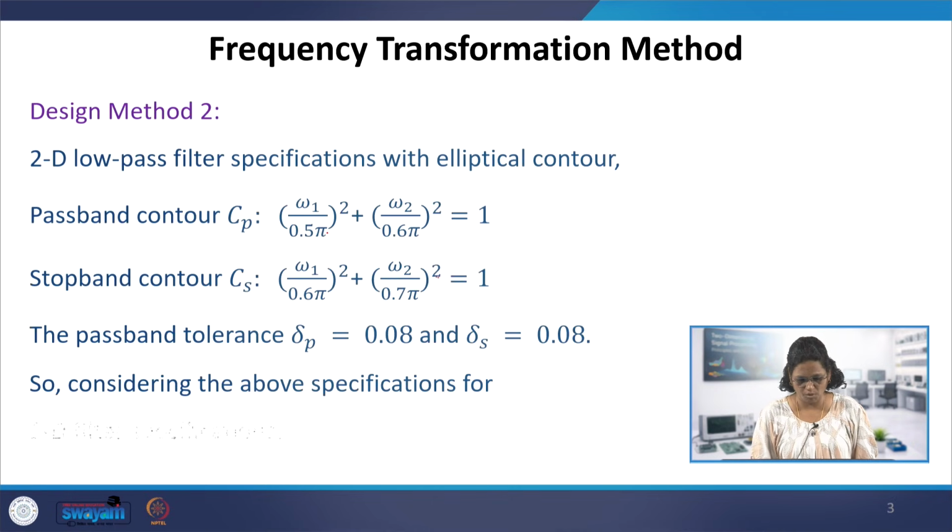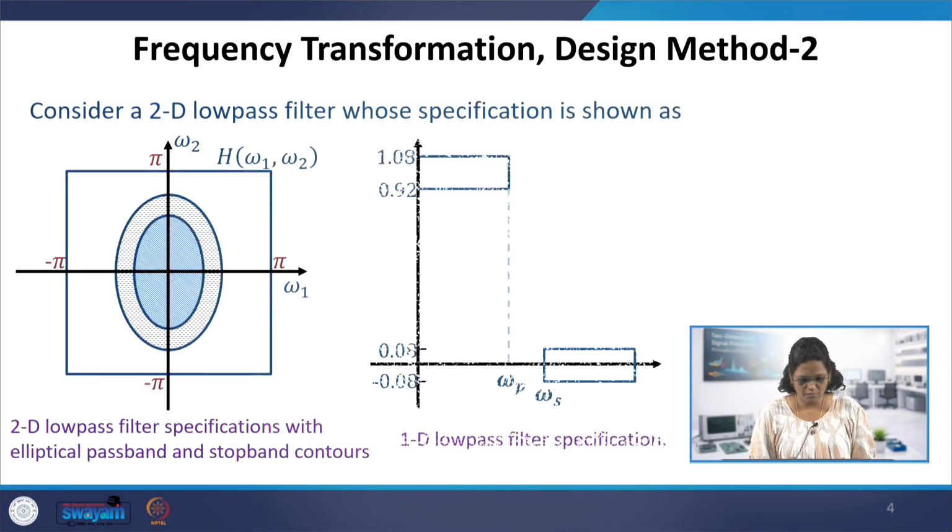Omega p is here at 0.5 and omega s at 0.6, and this is the transition band. Here is the ripple which is specified as 0.08, that is 1 plus delta p and 1 minus delta p, and delta s is also 0.08. So this is the 1D low pass filter specification, and having this low pass filter with its stop band and pass band, we will use it in the design.